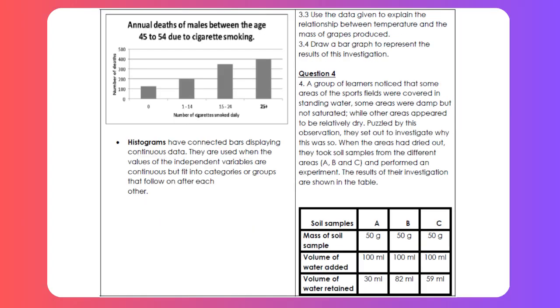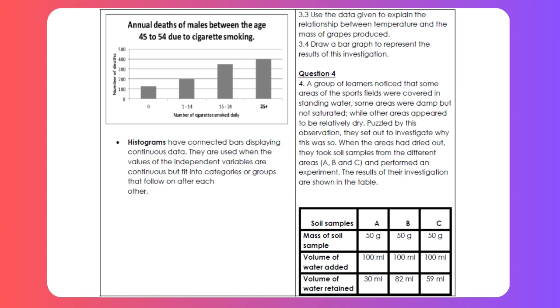Histograms have connected bars displaying continuous data. They are used when the values of the independent variables are continuous but fit into categories or groups that follow on after each other. 3.3 Use the data given to explain the relationship between temperature and the mass of grapes produced. 3.4 Draw a bar graph to represent the results of this investigation.